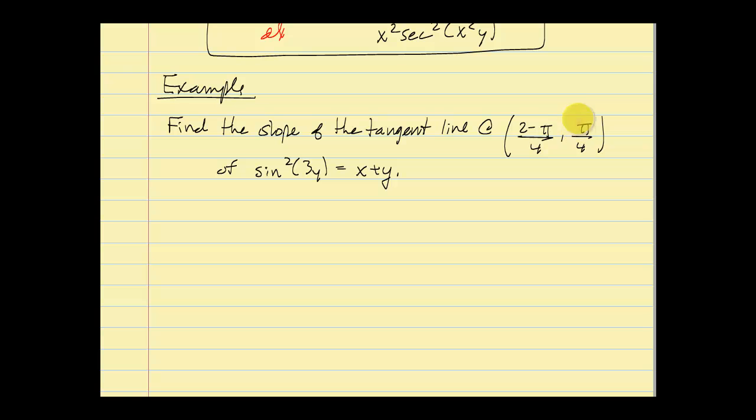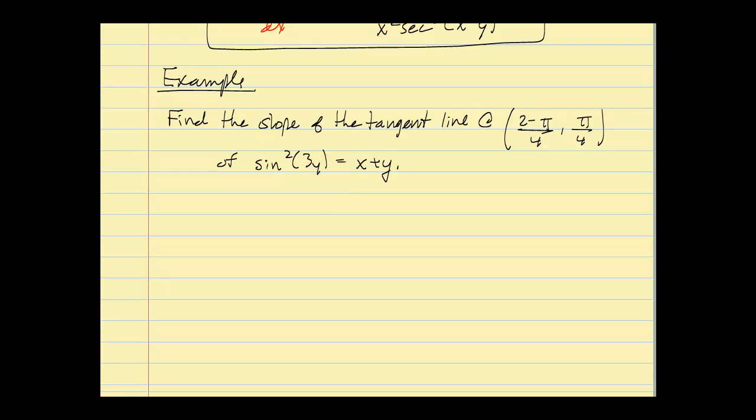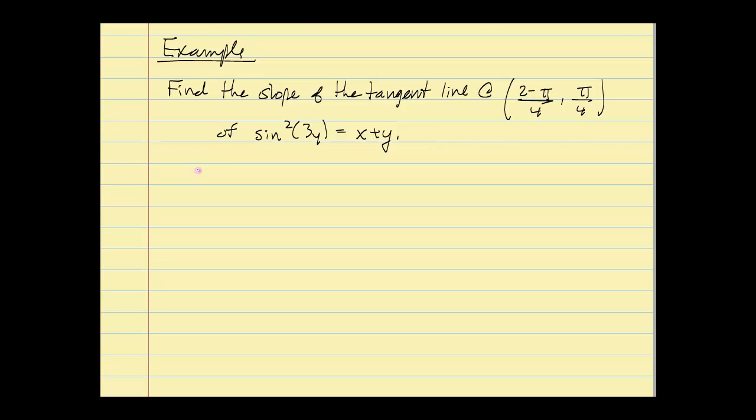And I want to find the slope of the tangent line at that point to this function, sine squared 3y equals x plus y. Now this one I could actually solve for x explicitly, because I could write x equals stuff in terms of y, but I don't want dx/dy, I want dy/dx, so I have to use implicit differentiation here. So the first thing I want to do is to find the slope of the tangent line.